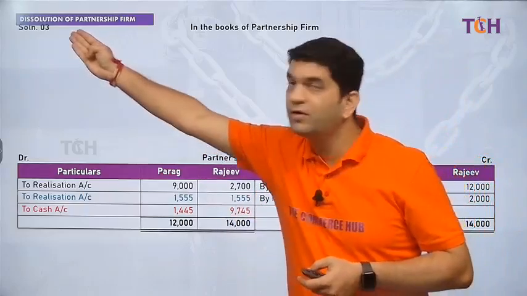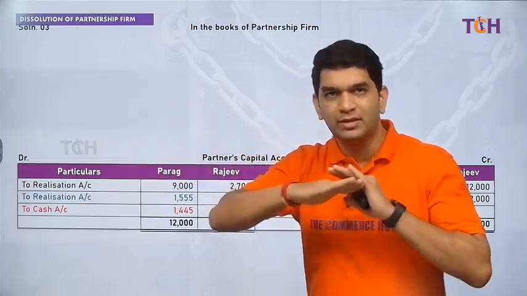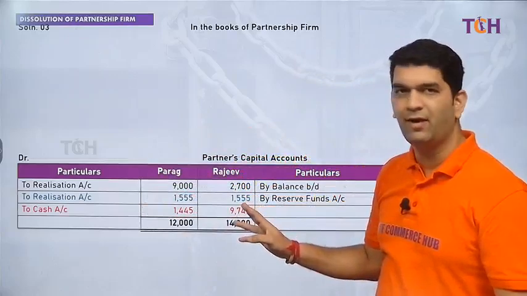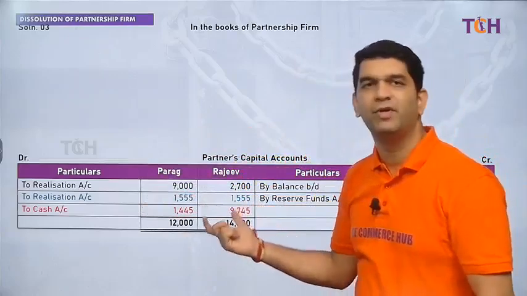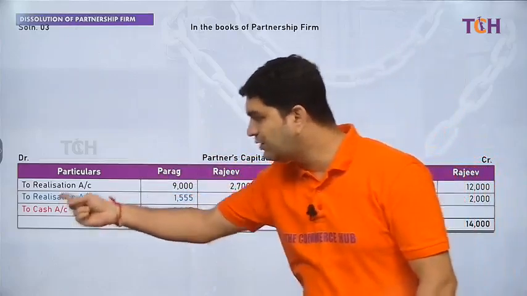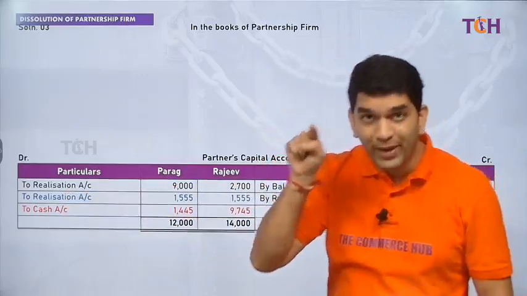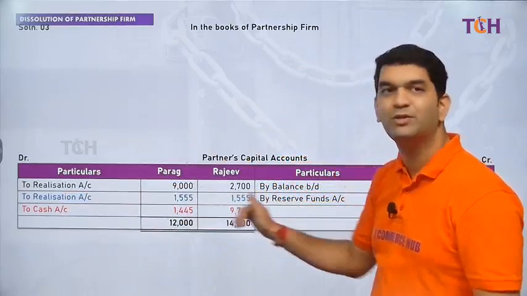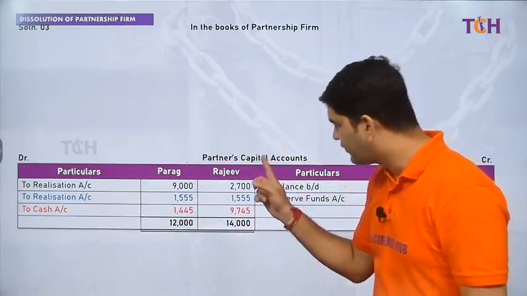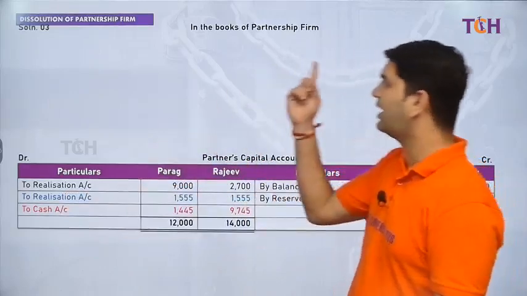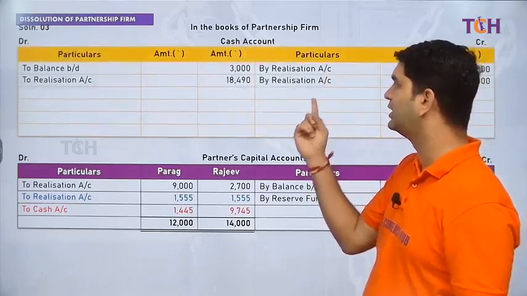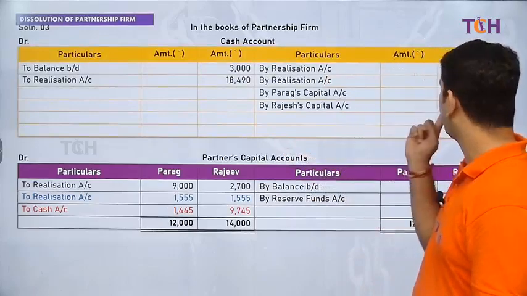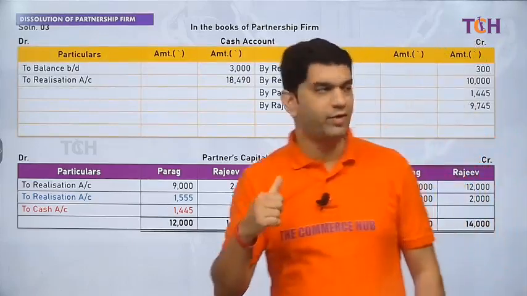This dissolution we are doing, right? So there is nothing left now. So whatever capitals they have, the final settlement we are doing about it. So as we are writing to cash, that means firm is paying amount to partners in full and final settlement. This much amount is paid. Okay. So from capital account now we'll transfer it to cash account on opposite side. So by Parag's capital, by Rajesh's capital, these are the amounts we have recorded.